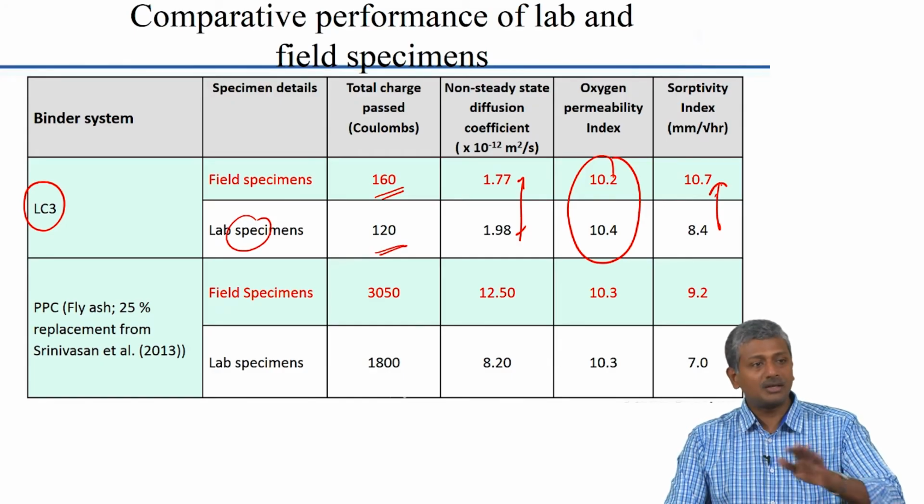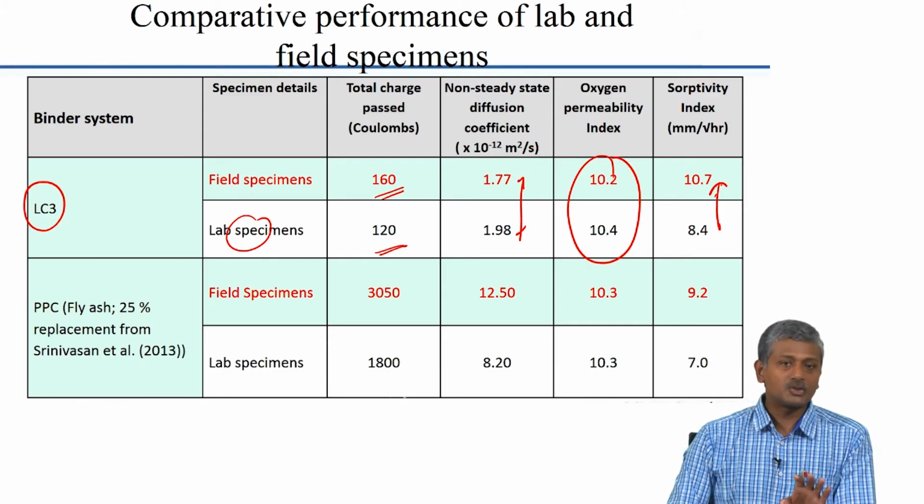Lab cured means 28 days lab cured, field cured means what? 7 days moist cured and then exposed to the atmosphere. So, you get nearly the same performance, okay.